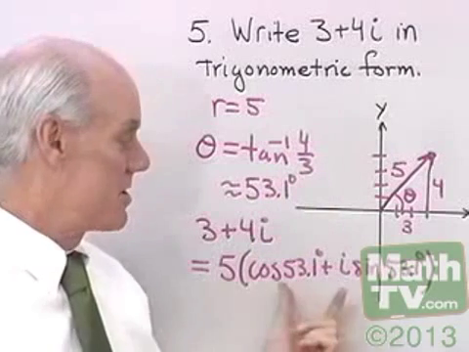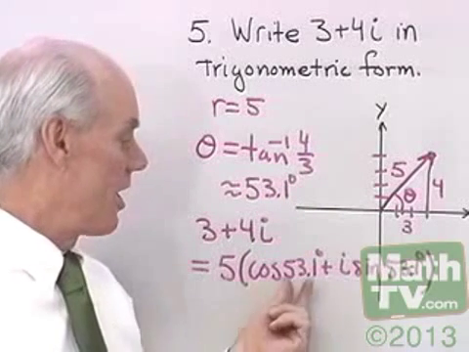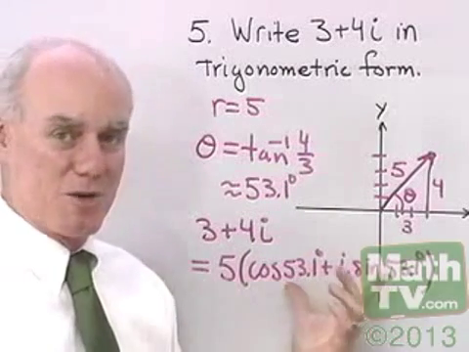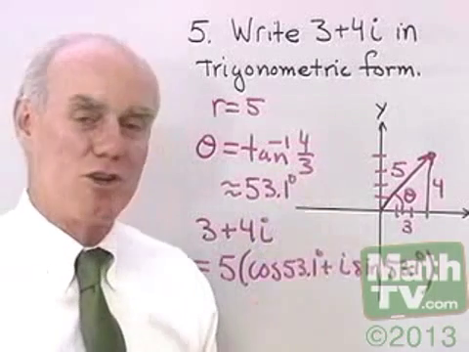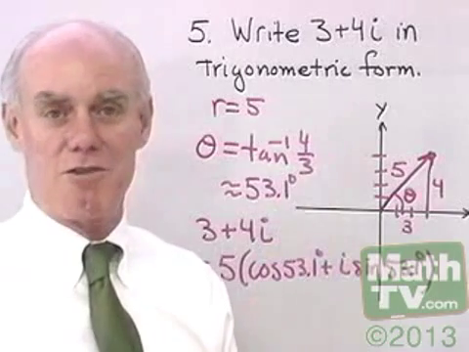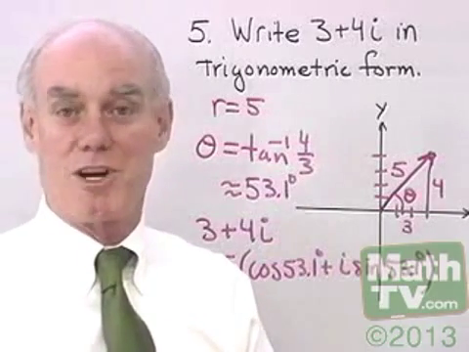Now I have my complex number in trigonometric form with an r and a theta right here. So this is approximately what it is. This would be exactly what it was if I used that. So there's a look at how we go back and forth between standard form and trigonometric form for complex numbers.